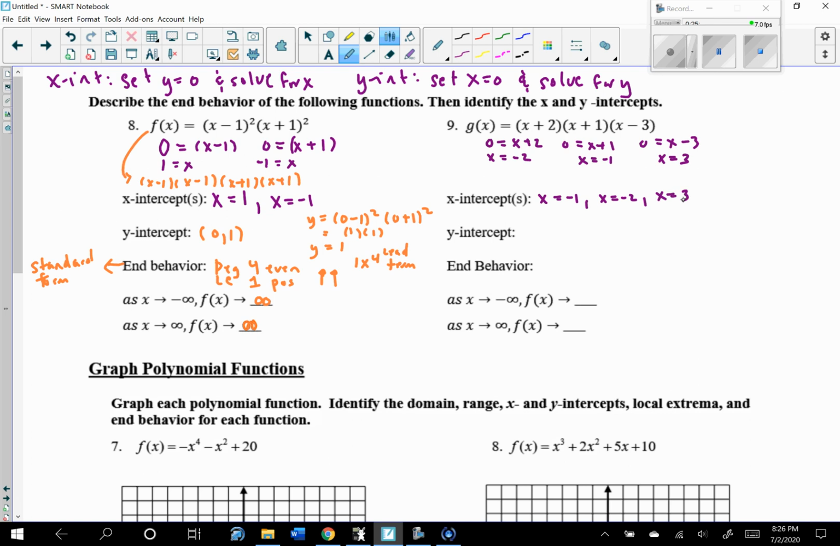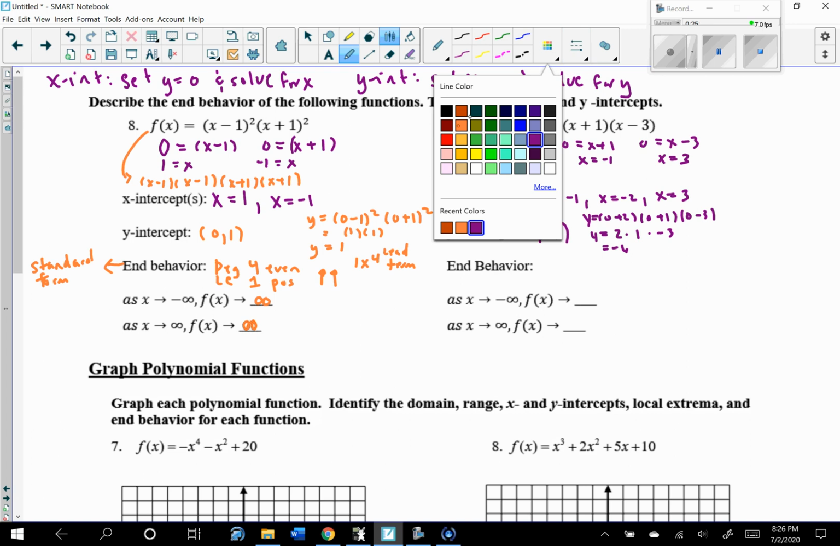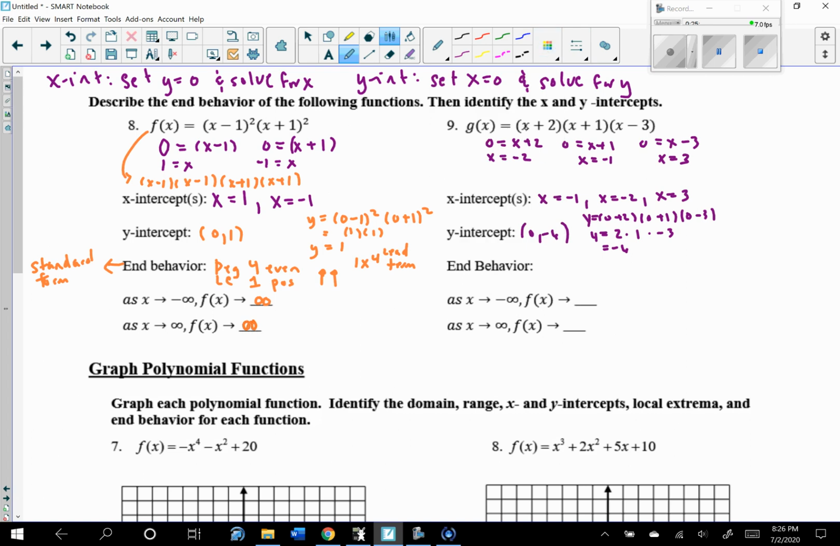For the y-intercept, we're plugging 0 in for x. So we get 0 plus 2, 0 plus 1, and 0 minus 3. That means we get 2 times 1 times -3, which gives us -6. So the y-intercept is (0, -6).